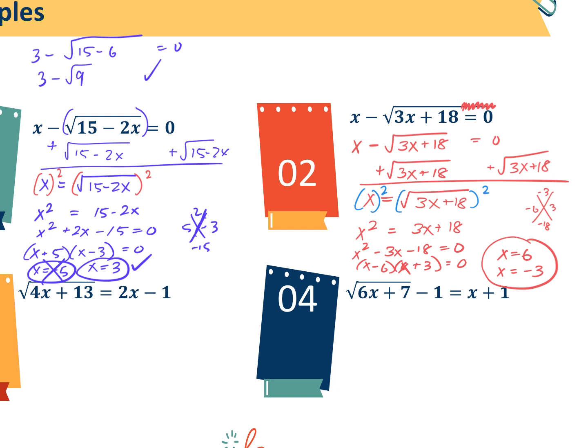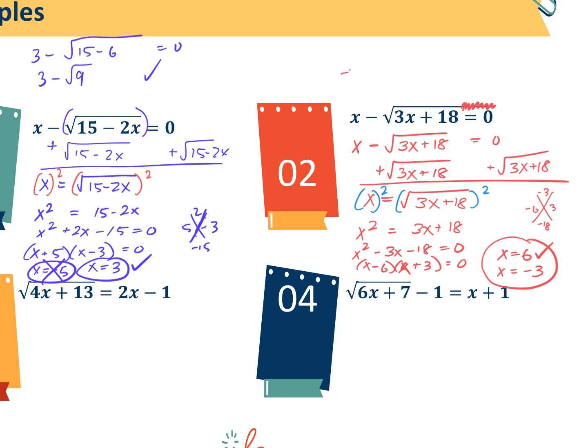And again, I have to ask myself, are any of these solutions extraneous? So I'll start with the positive 6. 6 minus the square root of 3 times 6 is 18 plus 18. So 6 minus the square root of 36, that means 6 minus 6 is 0, and yes, that's true. So 6 works. So we go here and we try the negative number.